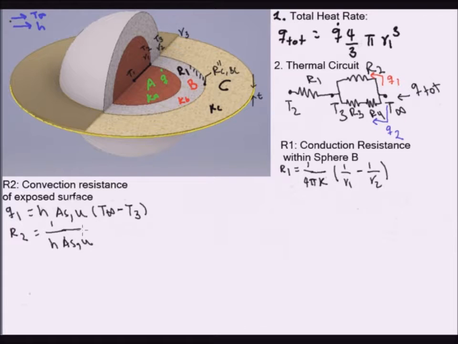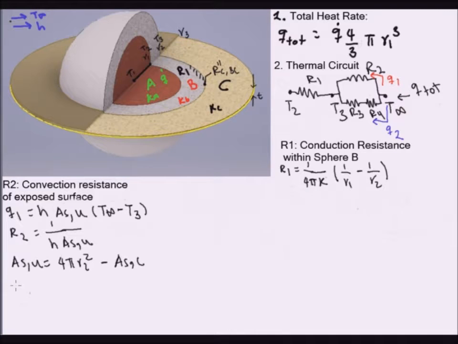And that is because, as you may recall, the resistance is just the ratio of the driving force and the heat rate. So we just have to take the reciprocal of this coefficient. And now, what is the uncovered surface? Well, it's just the surface of the sphere minus the covered surface by the fin. So A_SU is just the overall surface area, which is 4πR2 squared, minus A_S,C, let's call it, A_S covered.